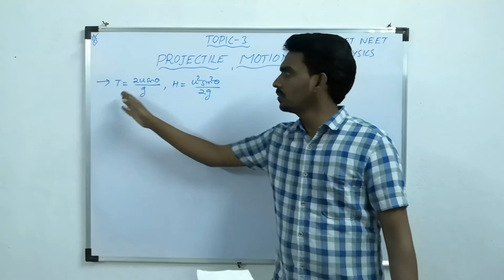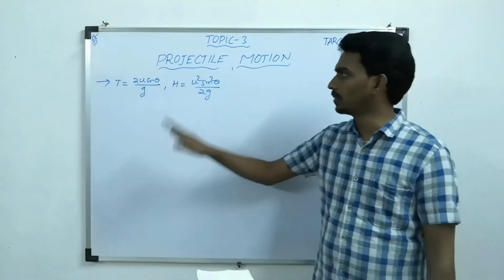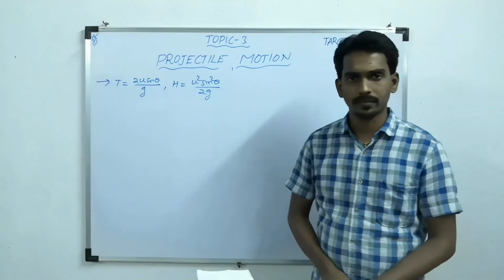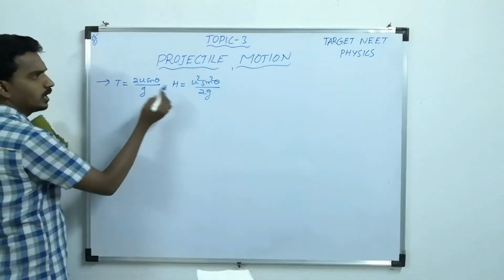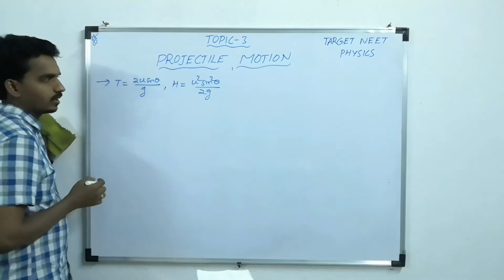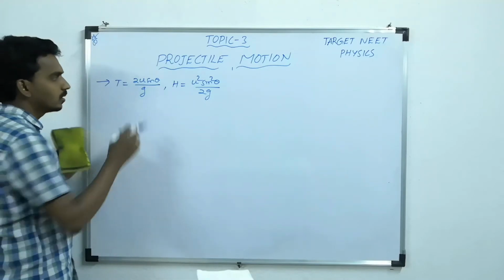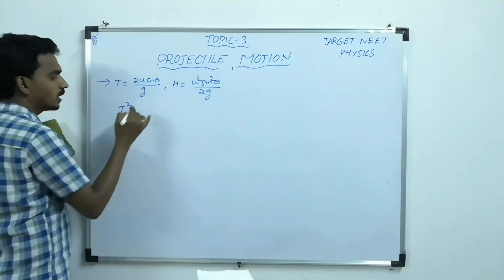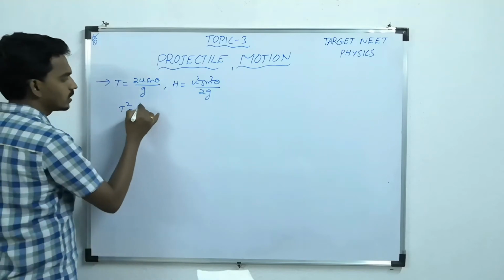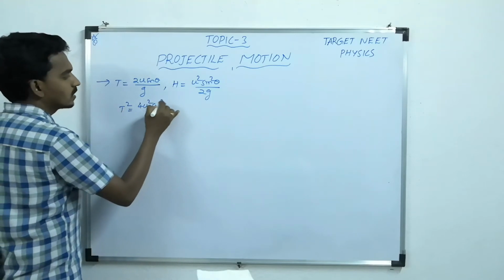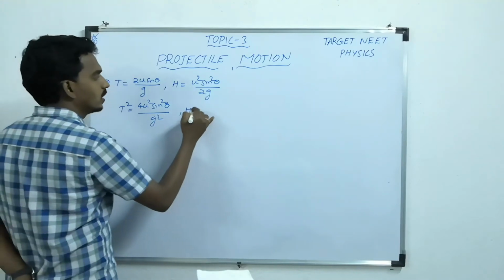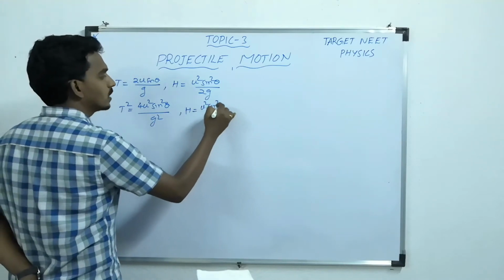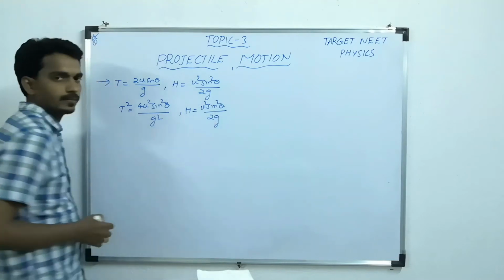Like now, if the question is to derive a relation between t and h, then try to remove sin square, sin. So how can you remove that? You can square this one. That idea you should get first. T square is 4u square sin square theta by g square. And what is h? u square sin square theta by 2g.